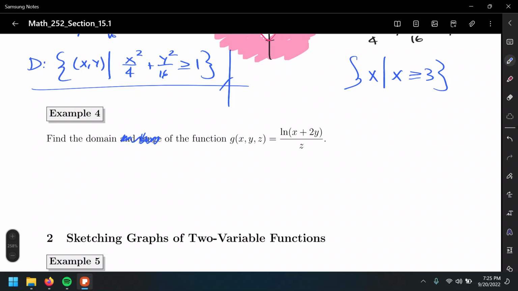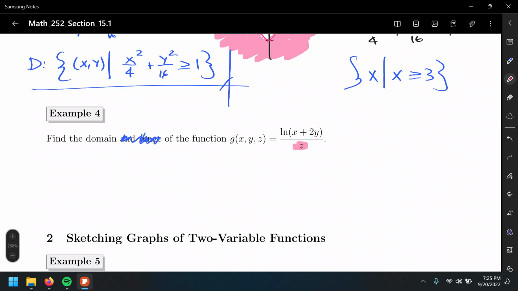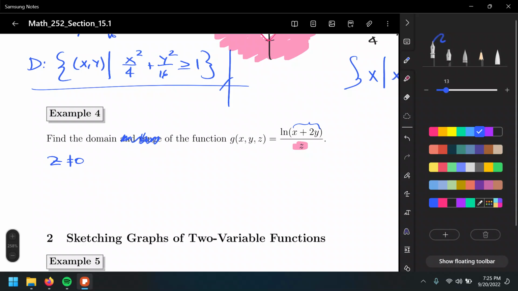For example, there's a couple of issues with this function. Number one, can z take any value? No. What's the restriction for z? So z cannot be 0. That's it. What about the logarithmic function? Can we input any number to a logarithmic function? What are the restrictions for the logarithmic function? Greater than 0. Just greater than 0. So whatever quantity is inside the argument of the function has to be strictly greater than 0.